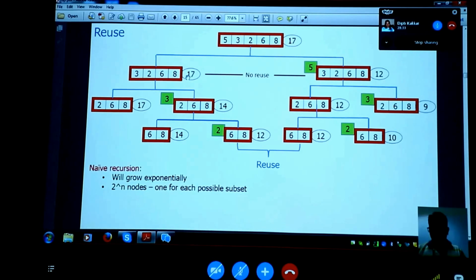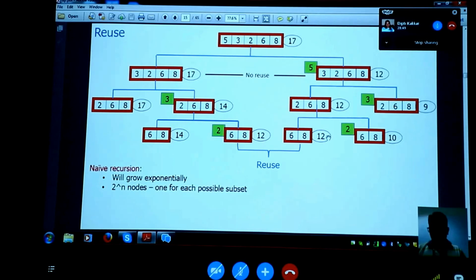This one is trying to check, is there a 17 sum subset? This one is trying to check, is there a 12 sum subset? Even though they have the same set in hand. So there is no reuse here. This is a legal, proper reuse: same set and same target. So that is a reuse.